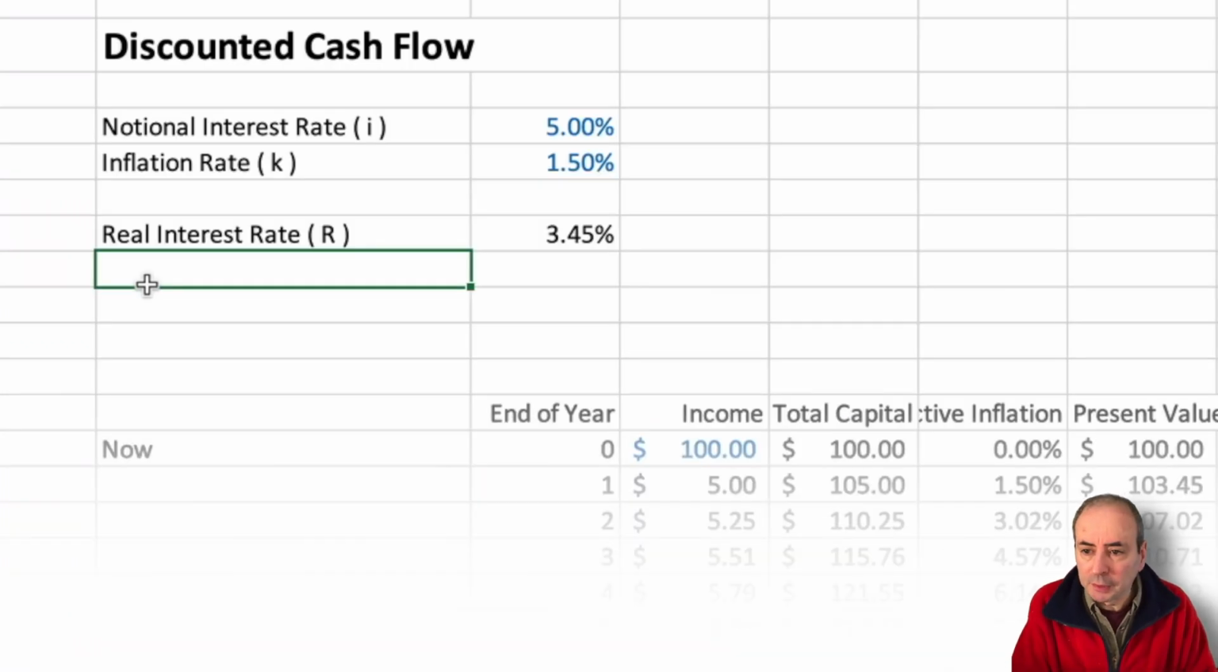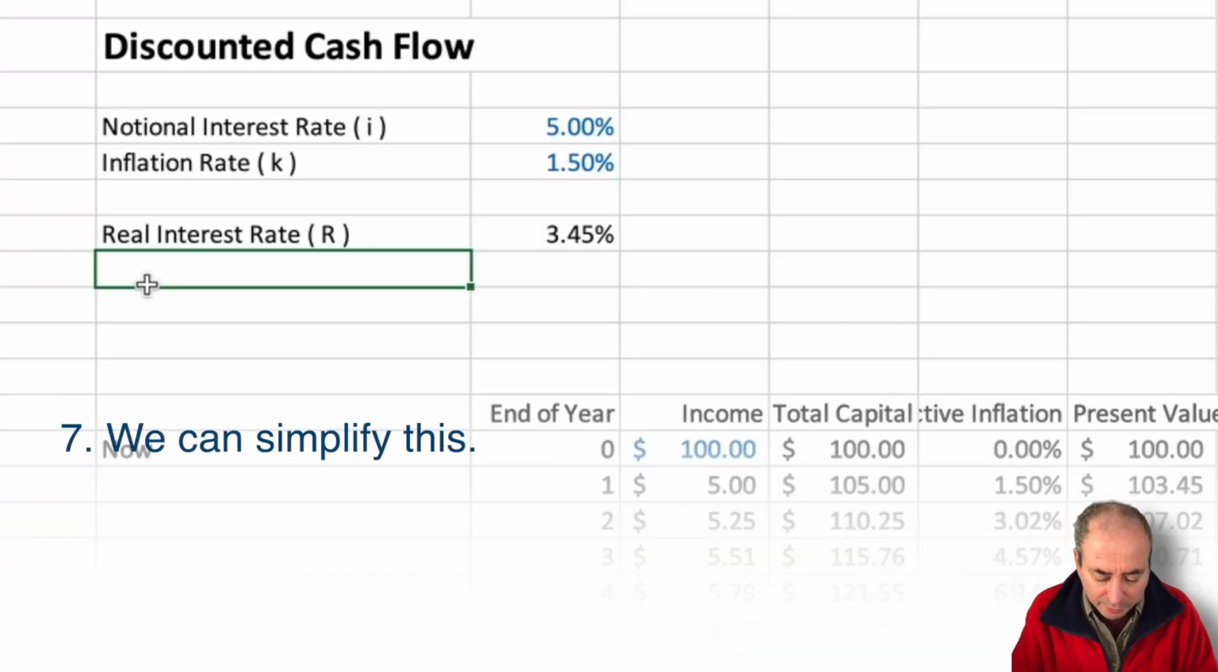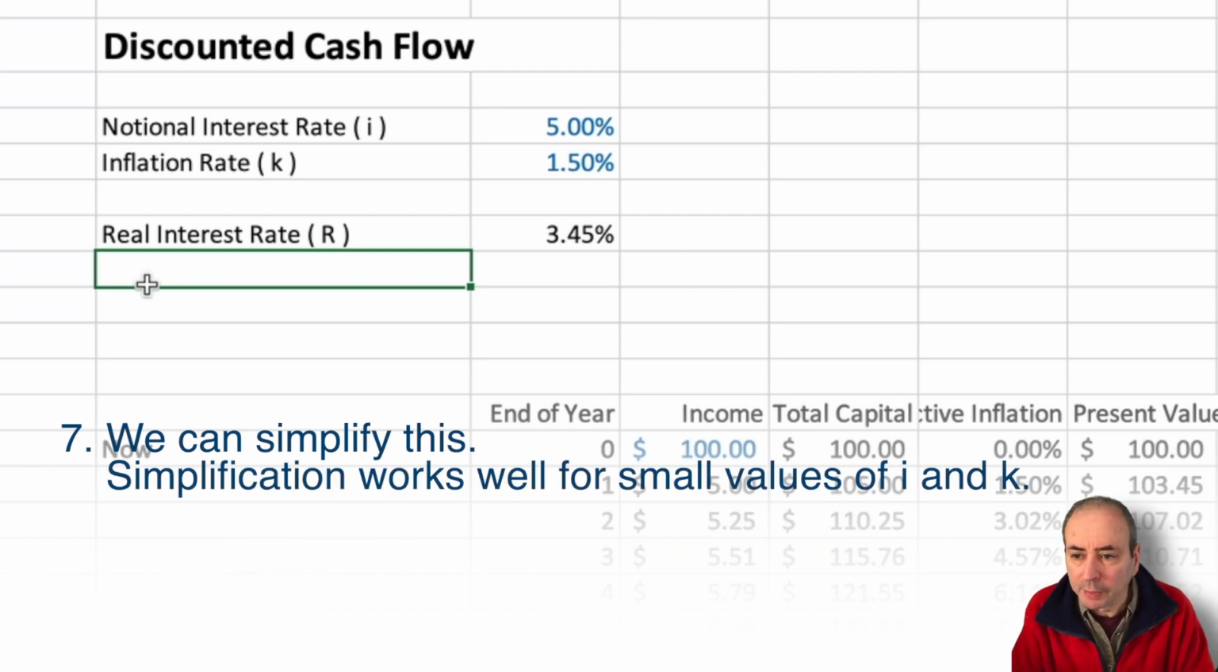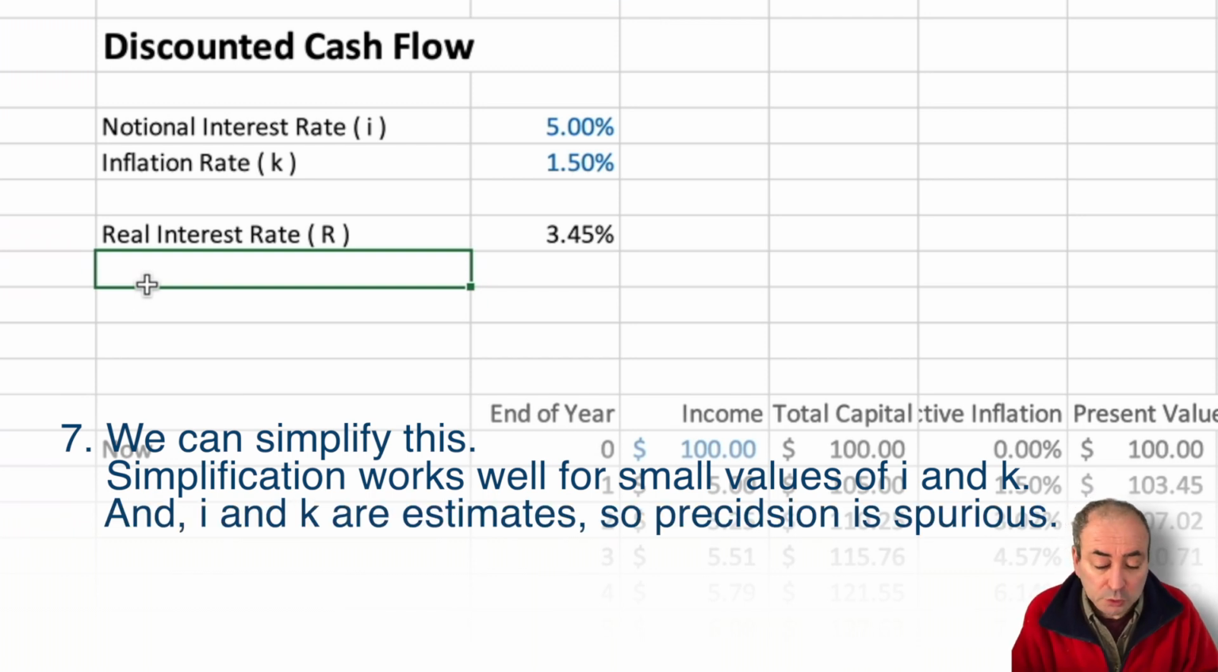As project managers, we often simplify this. We recognize that with small figures, we can make the simplification, small numbers for notional interest rate and small numbers for inflation rate. We can make the simplification without losing too much accuracy. Also recognize that our notional interest rate and our inflation rate are just estimates. So we don't need to be too accurate about them. If we're too precise about them, then we forget that they're not accurate figures.